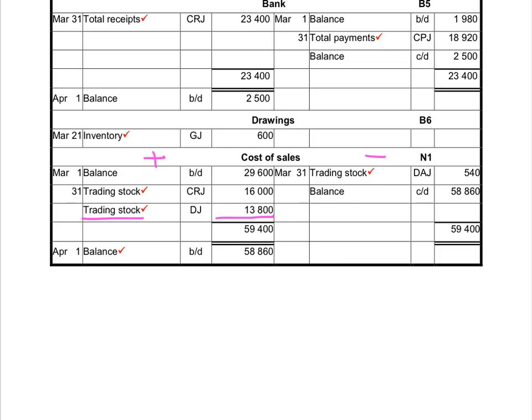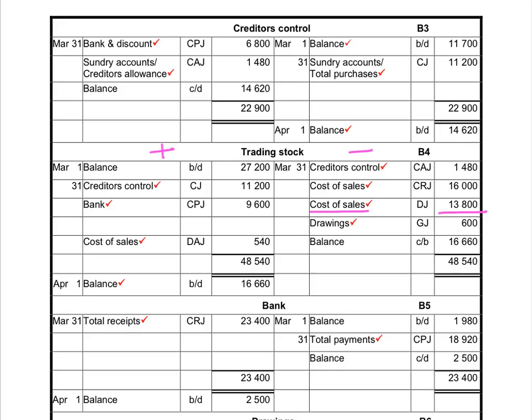Because the goods were returned, we want to reduce the expense for cost of sales. So cost of sales will be credited and trading stock debited. Trading stock will be debited with 540 because the trading stock was returned to the business. So it means my stock increased while cost of sales was credited.